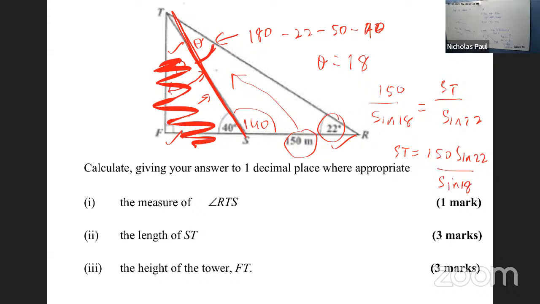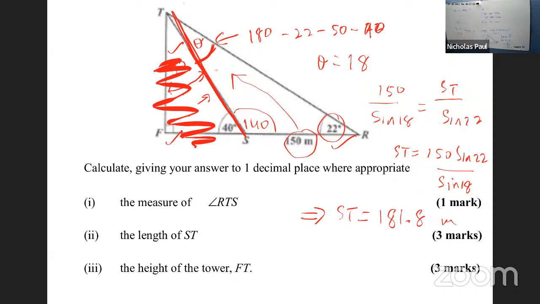How much is that? To 1 decimal place, 181.8, right? So that'll be for the short one. Okay, 181.8. All right, good job.